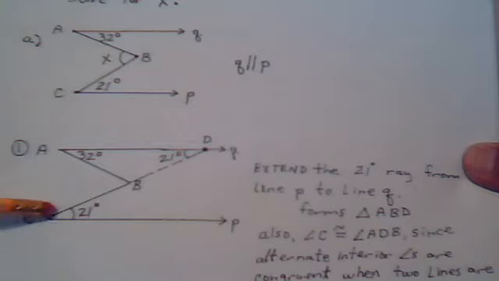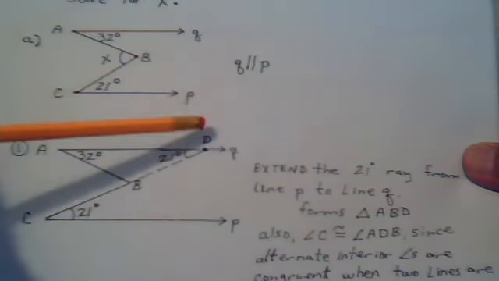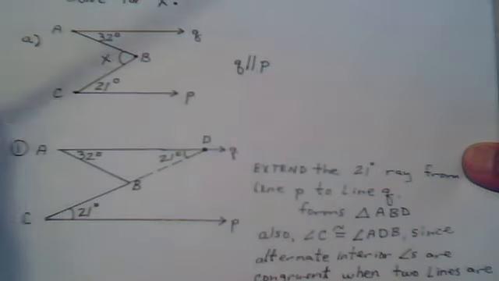So what we're going to do is extend this ray all the way to point D. And you could label this point any way you like other than the way these other points have been labeled. So I'm going to call it D.